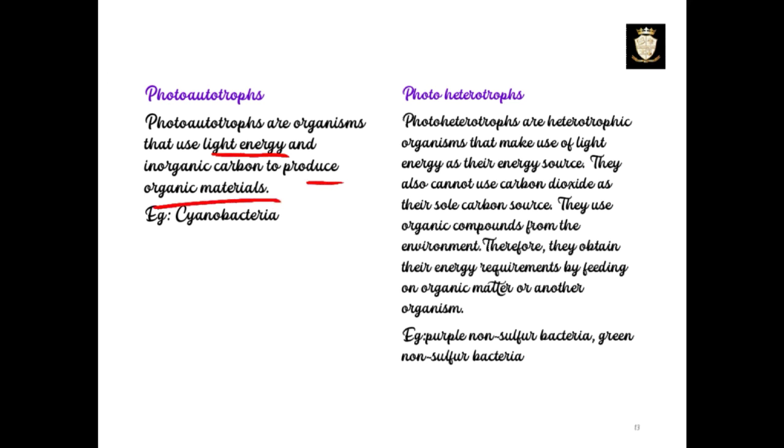That is photoautotrophs. An example is cyanobacteria. In the case of photoheterotrophs, they utilize light as their energy source, but they use organic compounds from the environment. Therefore, they obtain their energy requirement by feeding on other organic matter. That is the difference between photoautotrophs and photoheterotrophs. Examples of photoheterotrophs are purple non-sulfur bacteria and green non-sulfur bacteria.